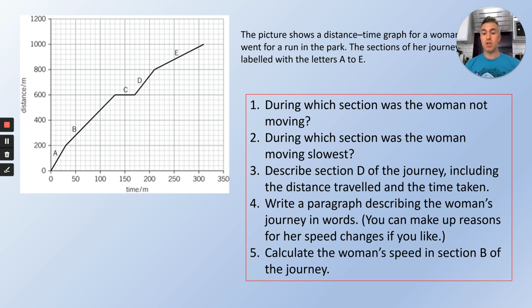Question 4, can you just describe what was happening? I mentioned before, like, someone moving at constant speed, they stop, check their pockets. Oh, they decide they've got something, they go back the other way. Can you do a similar thing for this person's journey? You don't have to come up with ideas why, just what they're doing. And then in section B, can you calculate the speed of the woman traveling?